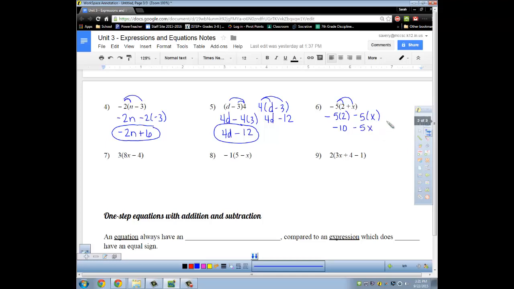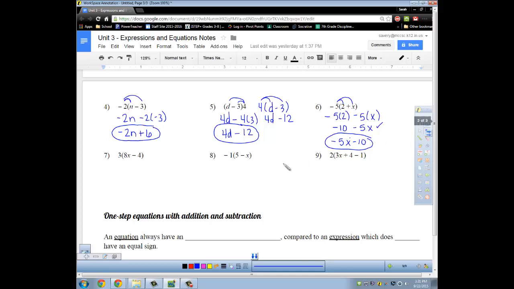Now, in algebra, you're going to want to get in the habit of always writing your variable term first. So we can rearrange this. Since this is a negative 5x, write negative 5x. And then I have a negative 10, so write negative 10. Circle it. If you forget that and you accidentally just say that's your answer, I'm not going to count off, but we do want to get in the habit of writing your variable first.